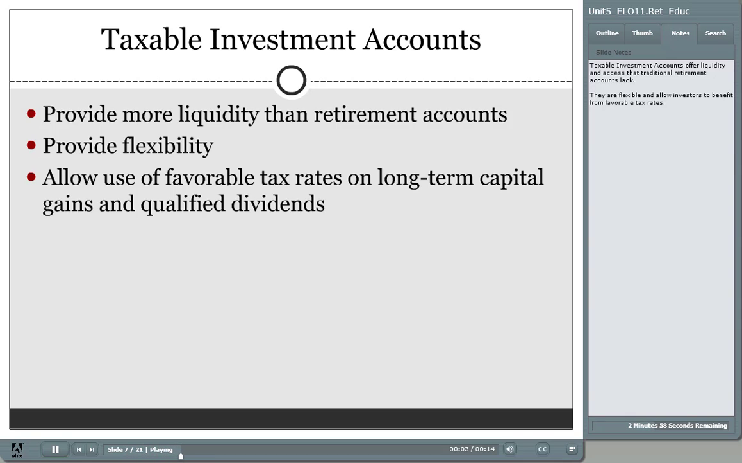Taxable investment accounts offer liquidity and access that traditional retirement accounts lack. They are flexible and allow investors to benefit from favorable tax rates.